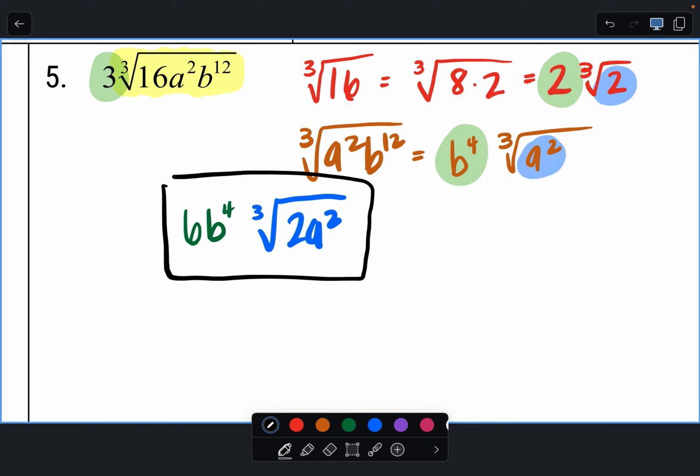20 square roots of 15. What is 7 minus 4? 3. So we're going to have plus 3 cube roots of 21. And that is going to be your final answer.